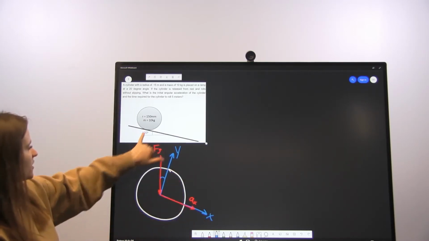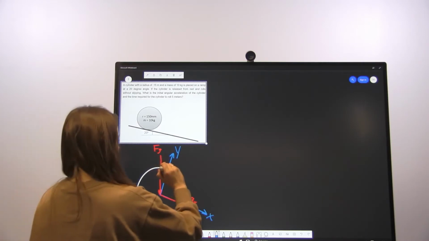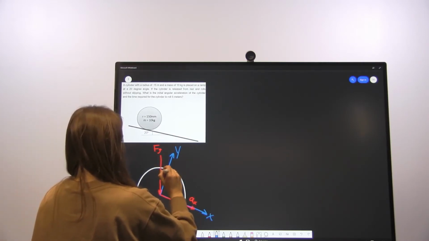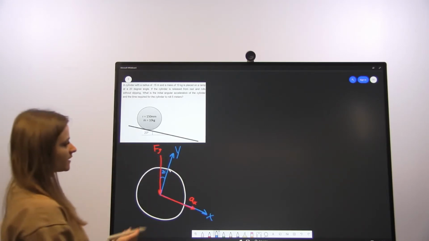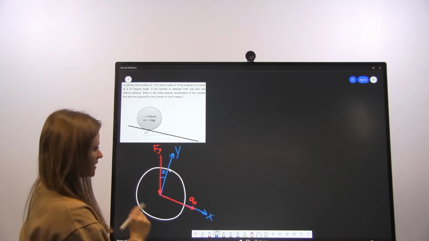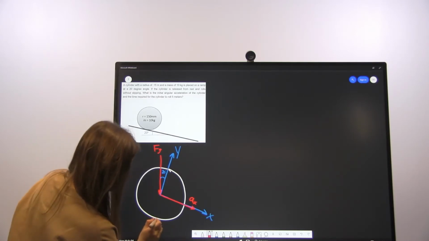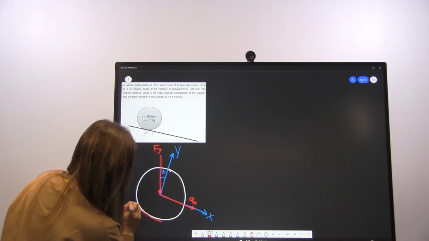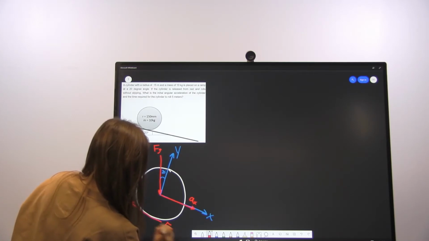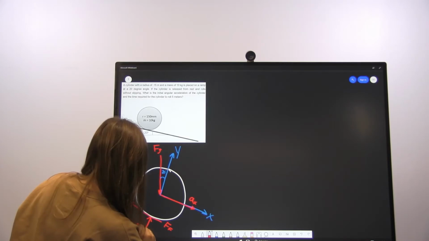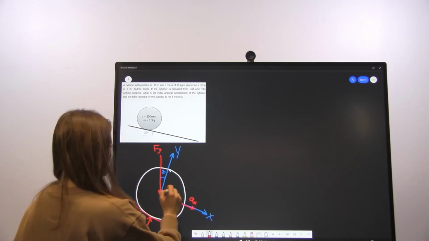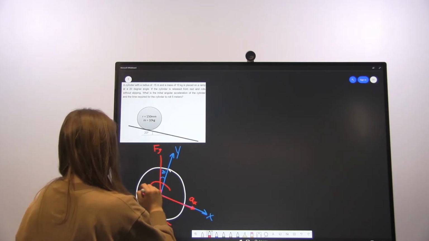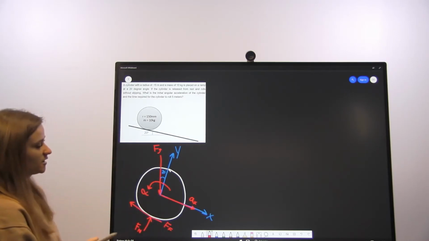Since this is 20, we do a little bit of geometry and we find that this angle in between our force of gravity and the y-axis is going to be 20 degrees. And then we also have the force due to friction, and we have a normal force on the cylinder as well. And then finally we have our angular acceleration of this cylinder.